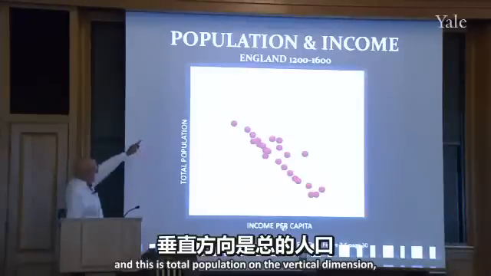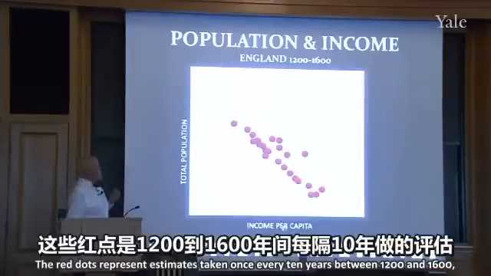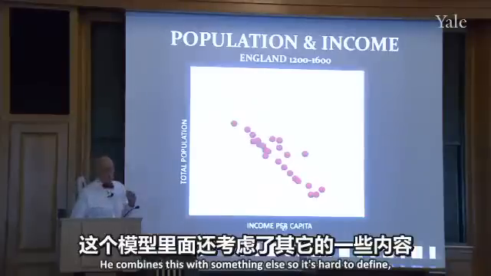And this is total population on the vertical dimension, income per capita on the horizontal dimension. The red dots represent estimates taken once every 10 years between 1200 and 1600. And they form an interesting pattern.